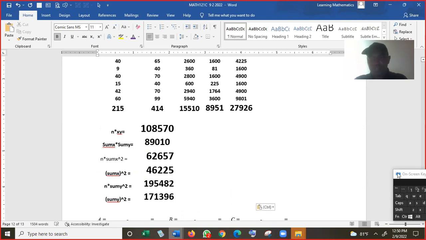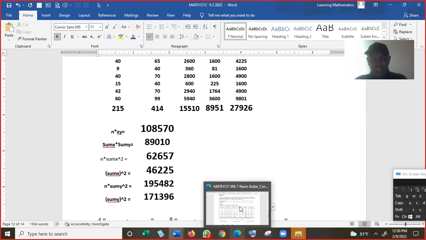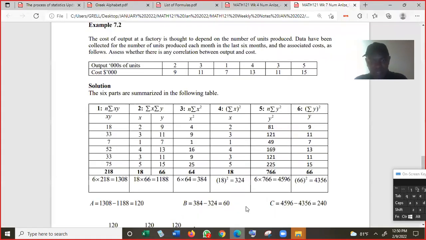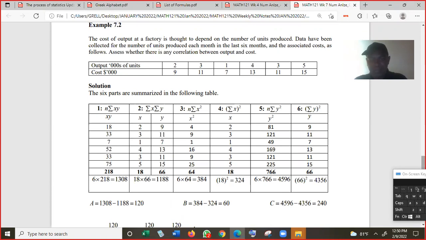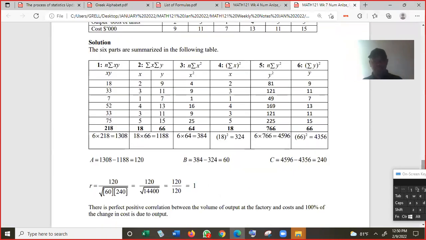Now, remember, we said we have to substitute all these. We need to get 6 numbers. Okay, 1, 2, 3, 4, 5, 6. You have gotten those 6 numbers. But according to the example, we can reduce those 6 numbers to 3 numbers. By the way, this is my invention. You might not see that anywhere else. Let's call it A, B, and C.